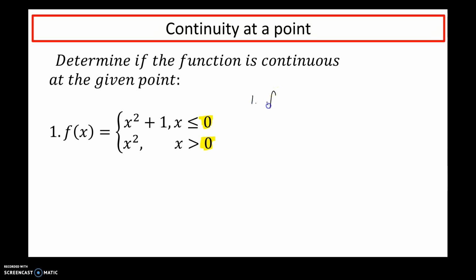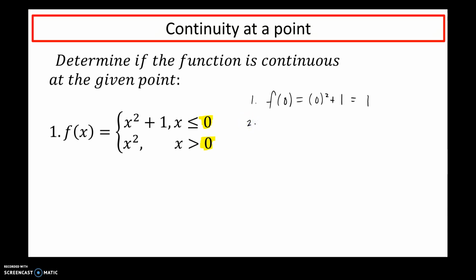So first condition, f of 0 has to exist. So now when x equals 0, that's the quadratic on the top. So I would plug 0 into my top function, and I get an output of 1.